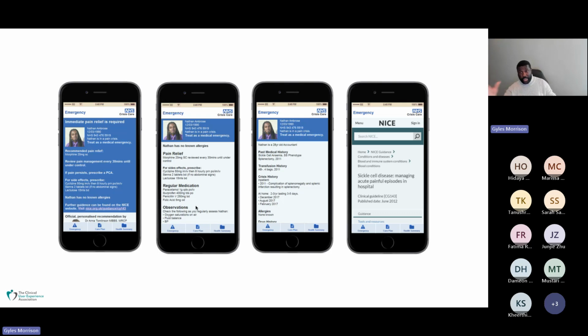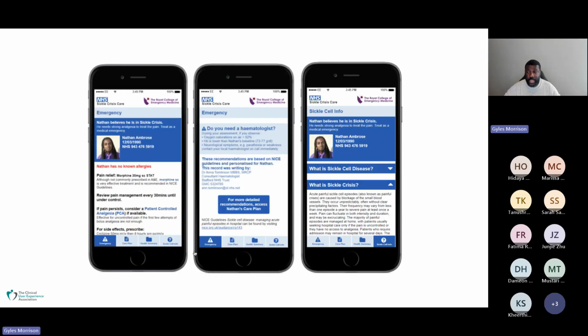So the patient can just bring up the app, hand their phone to the clinician, and say, this is what's going on. This is what my hematologist said you should do. I tested this out with some hematologists and they gave positive feedback about giving clear instructions on what to do for these patients and when to escalate.